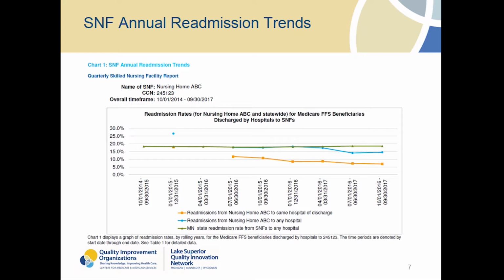Finally, you'll notice the axes. The y-axis on the left is the readmission rate. The x-axis on the bottom is the time period. Each marker on the chart is a year's worth of data. So the first marker is data for October 2014 through September 2015. The next marker shifts forward a quarter and includes data for January 2015 through December 2015, and so forth.